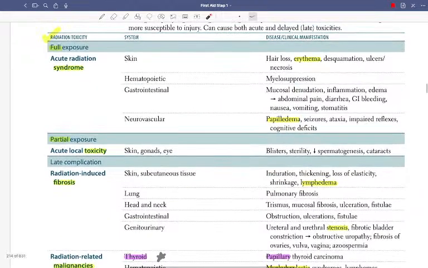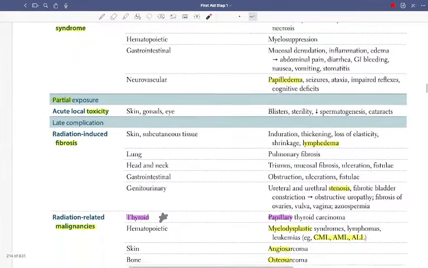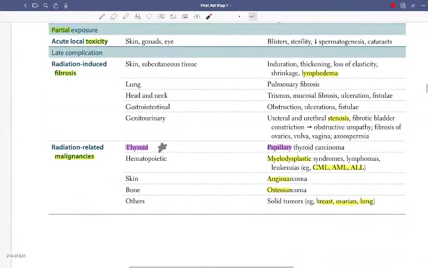Acute, this is full exposure when you have acute radiation syndrome, erythema. Partial exposure, just local toxicity of skin, gonads, and eye. Blister, sterility, decreased sperm, and cataract. And late complication is fibrosis. Radiation fibrosis and radiation-induced malignancies. Very, very important.